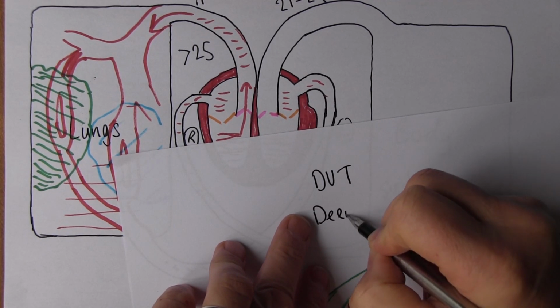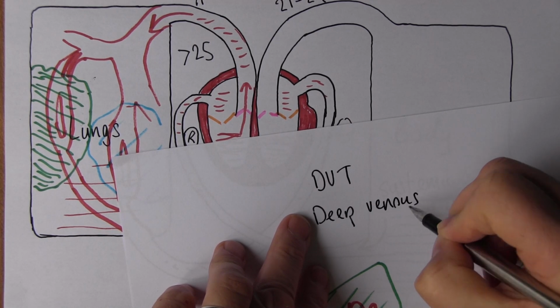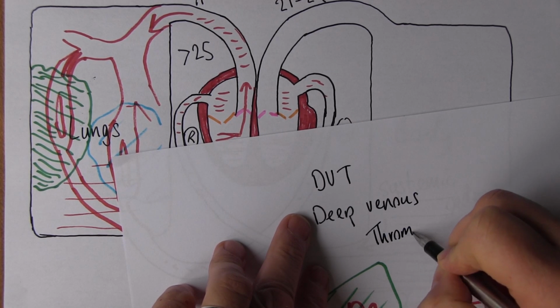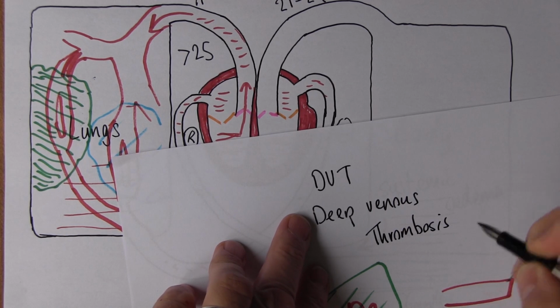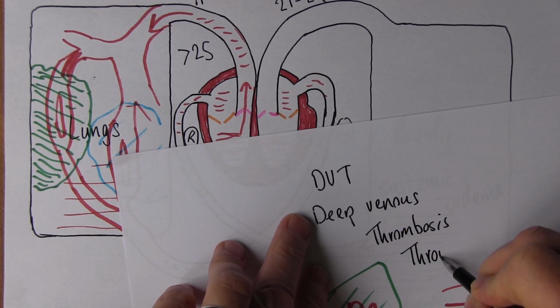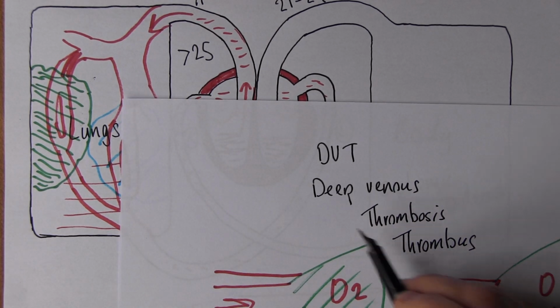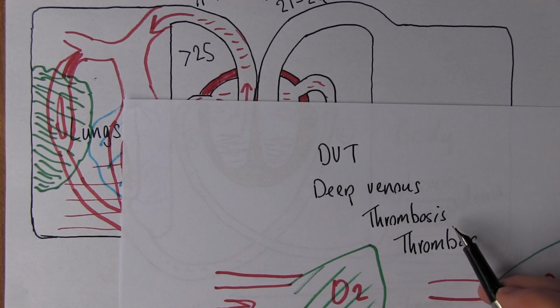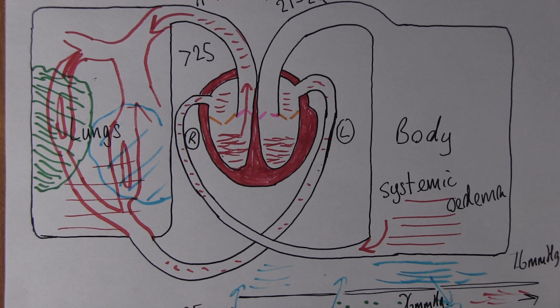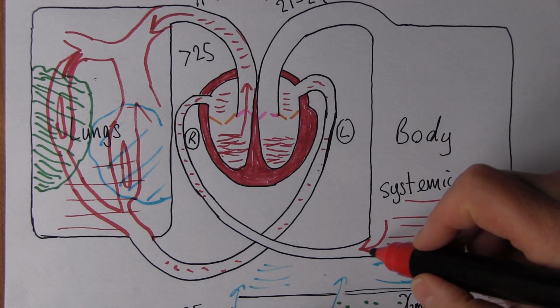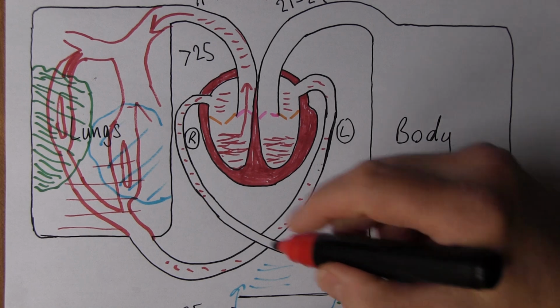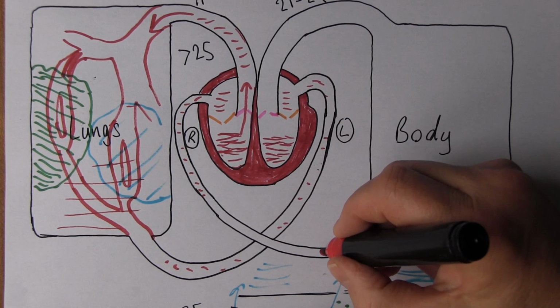Deep venous thrombosis. And a thrombus is a blood clot where there shouldn't be one. In this case, in a deep vein, it's a deep venous thrombosis. So a thrombus has occurred in a deep vein, normally in the legs. And on this diagram, where would that be? Well, these are the veins here draining the body. So there would be a blood clot in one of the systemic veins there.